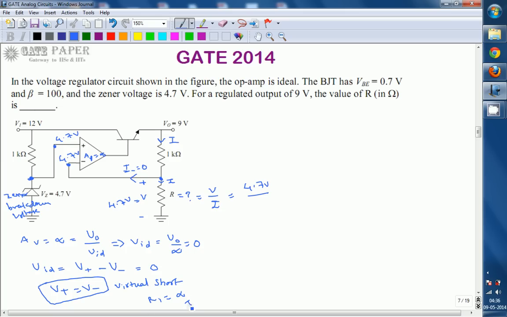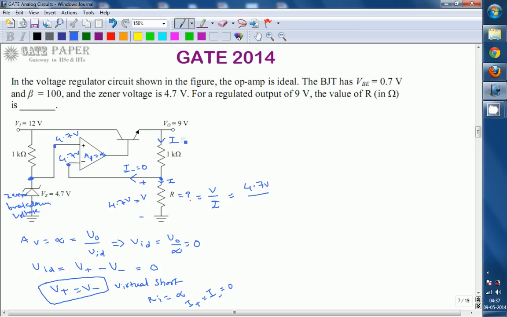Because of that, we can say the currents flowing through the inverting and non-inverting terminals are 0, since the input resistance Ri is infinite. Ri being infinite means the input side acts as an open circuit, so no current flows into the input side. That's why I plus and I minus, the currents through the non-inverting and inverting terminals, are 0. So the entire current flowing through the 1 kilo ohm also flows through this R. So this is the I.